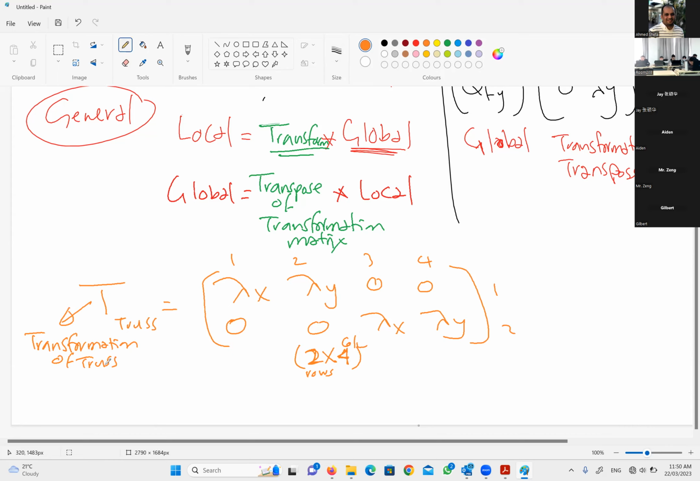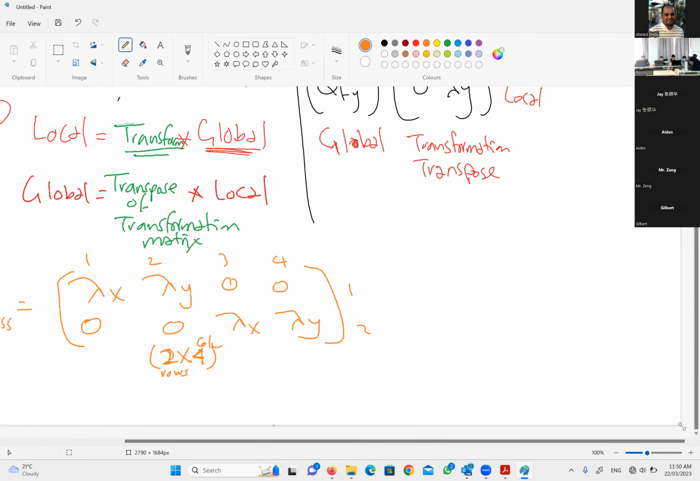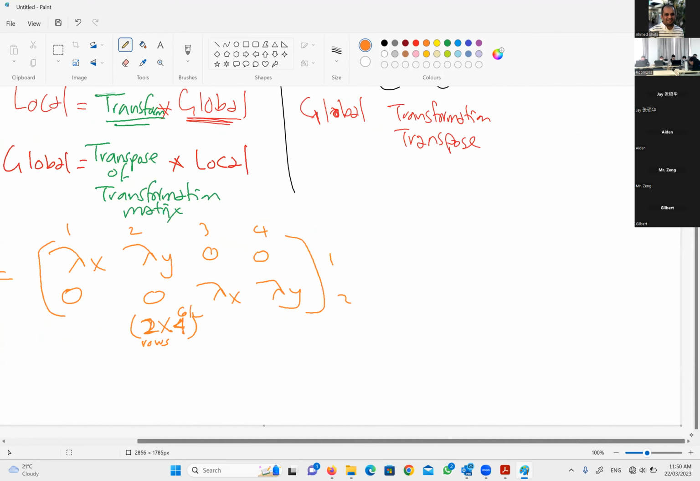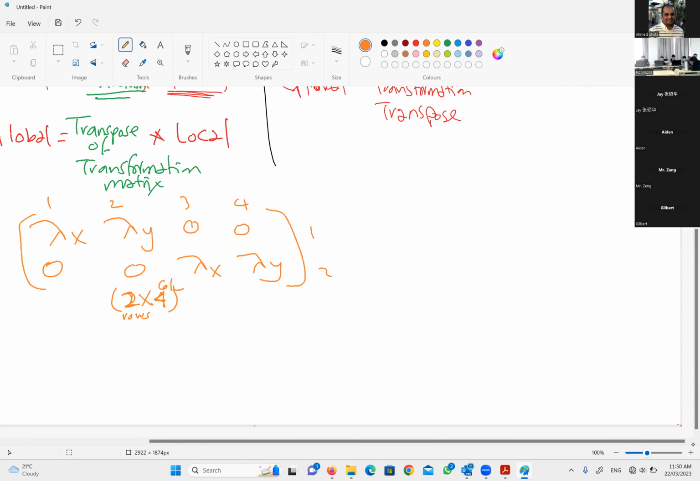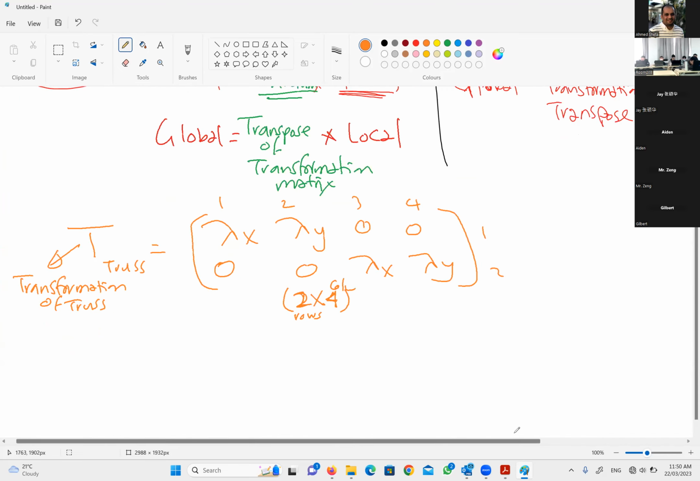Okay. If we want to get the transpose of this matrix, how can we find the transpose of this matrix? Do you know how to get the transpose? This was in the revision of the first lecture. How to get the matrix transpose? Do you know?